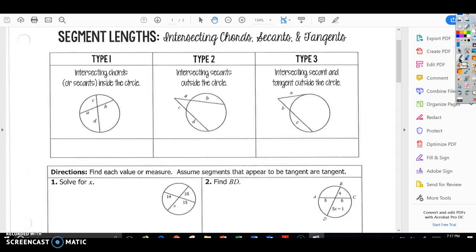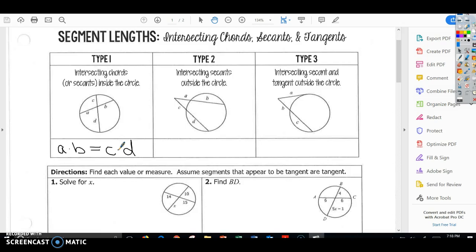We're going to talk about 3 more formulas today. So, segment lengths. First you have to look at the circle and figure out what you're dealing with. Type 1, you have intersecting chords or secants, and they're going to cross inside the circle. That's important. All the variables you see are inside the circle. The formula for this is A times B equals C times D.